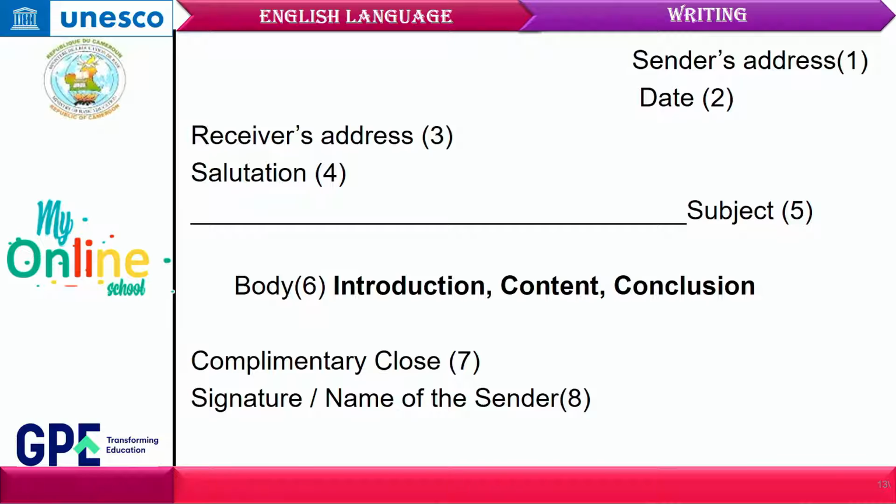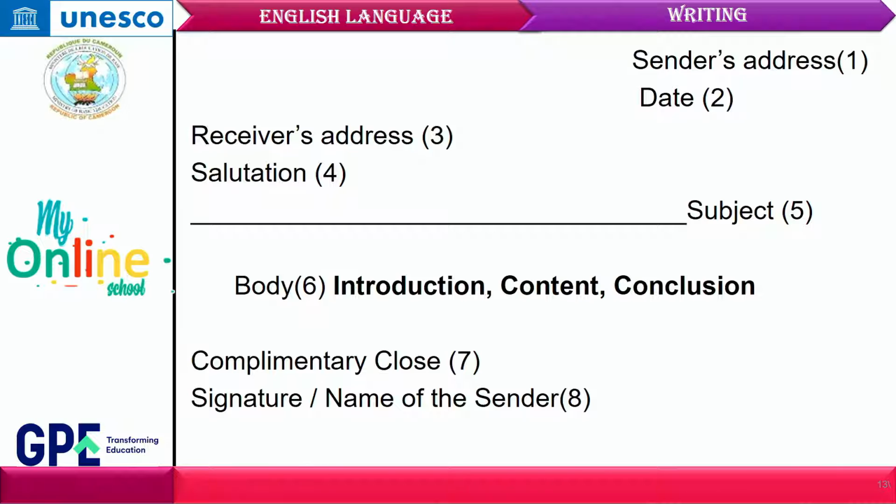Then you come into the middle and you write the subject. The subject is the topic of your letter. Number 6, you write the body, that is the introduction, the content, and the conclusion, which you know that each paragraph must contain sentences relating to one main idea.